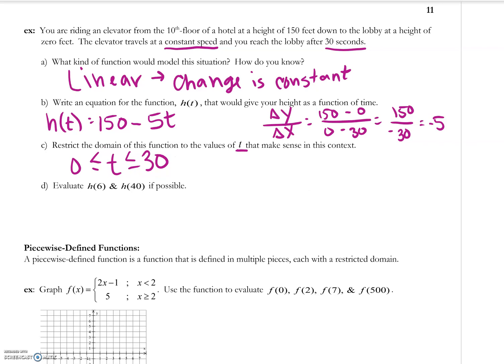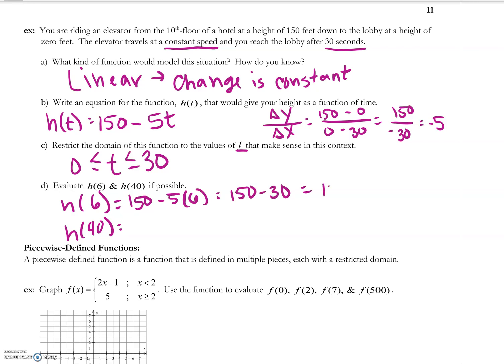So now I'm going to try to evaluate h of 6 and h of 40. When I evaluate h of 6, I see if it fits in my domain. The number 6 is in fact in between 0 and 30. So if I plug in the number 6, 150 minus 5 times 6, that would be 150 minus 30, which equals 120 feet. So at 6 seconds, we are at a height of 120 feet. H of 40, if I look at this number 40, 40 is not in between 0 and 30, so we cannot evaluate that one. It does not exist.